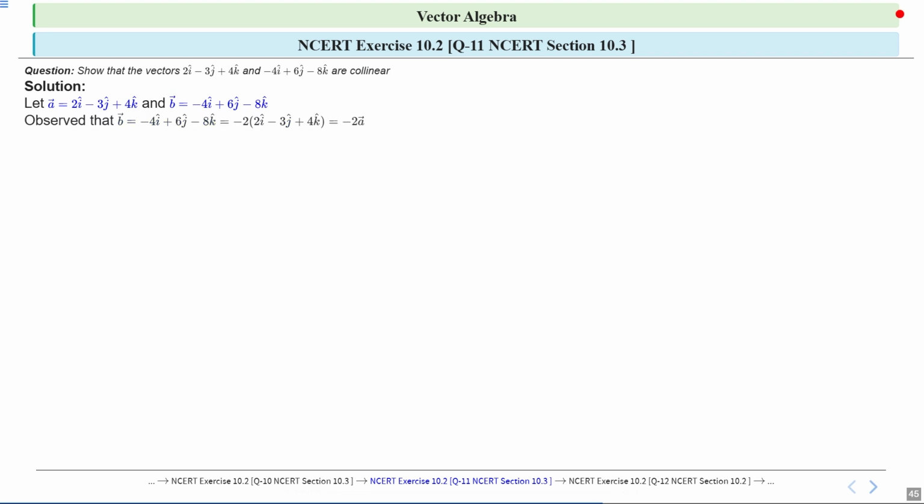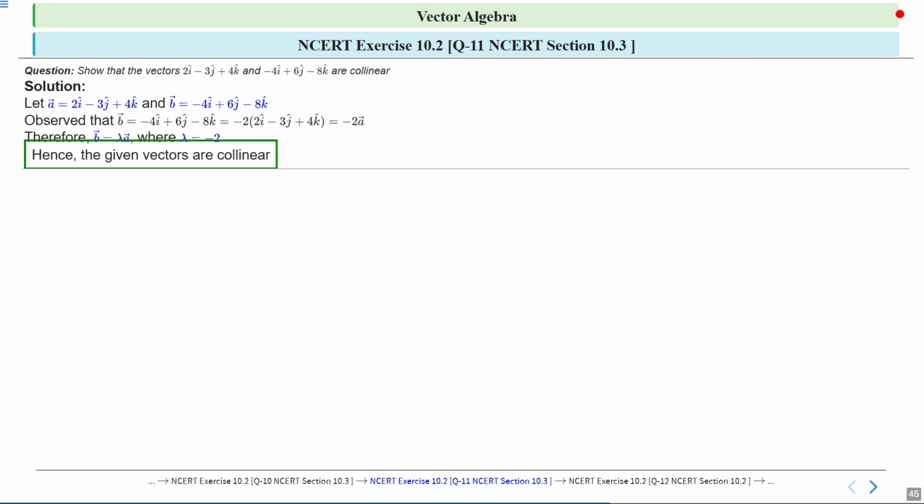Now observe that b vector is equal to minus 4 i cap plus 6 j cap minus 8 k cap, and it is equal to minus 2 times 2 i cap minus 3 j cap plus 4 k cap, and it is equal to minus 2 a vector. Therefore, we can say that b vector is equal to lambda a vector, where lambda is equal to minus 2. Hence, the given vectors are collinear.